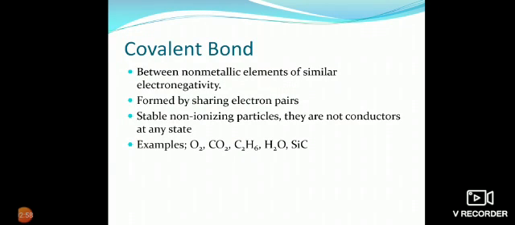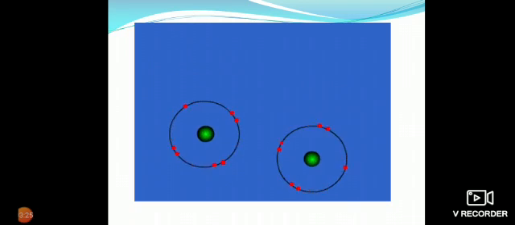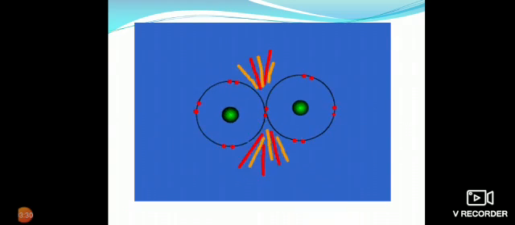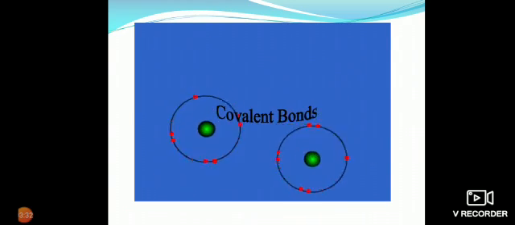First condition, between non-metallic elements of similar electronegativity. Second, formation by sharing electron pairs. Third, stable non-ionizing particles. They are not conductors in any state. Examples: oxygen, carbon dioxide, ethane. All these are examples of covalent bonds. Also water. You can see in a figure they are formed by the sharing of pairs of electrons. These form covalent bonds.